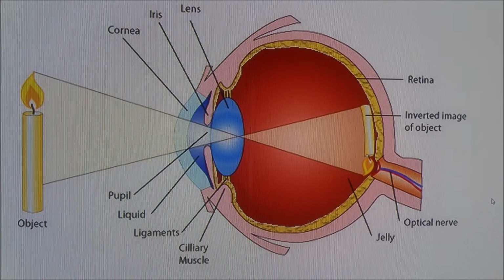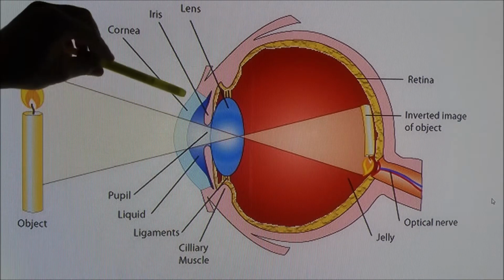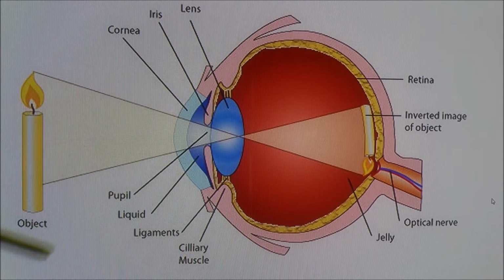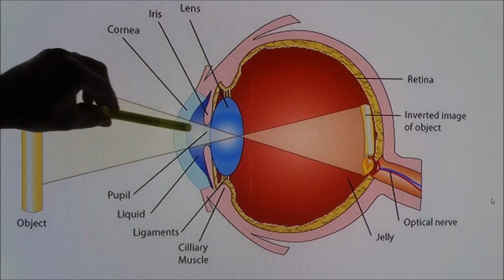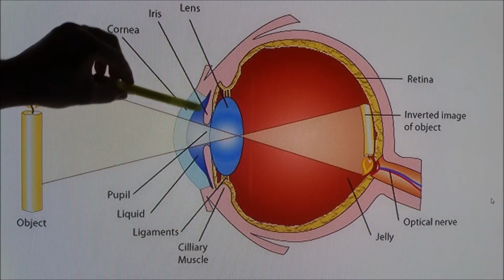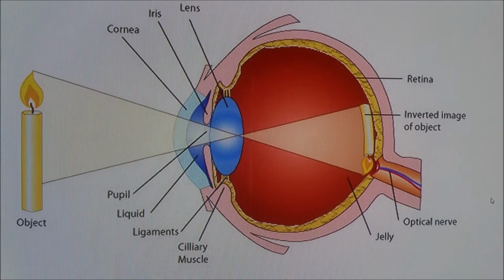Sight begins when light rays are reflected off of an object and enter through the cornea, the clear covering of the eye. The cornea refracts or bends the light rays that pass through the hole called the pupil. Surrounding the pupil is the iris, the colored portion of the eye. The iris opens and closes when necessary to adjust the amount of light passing through the eye.